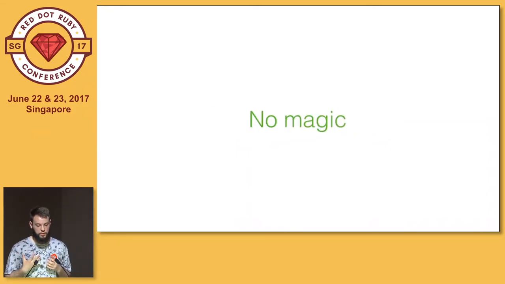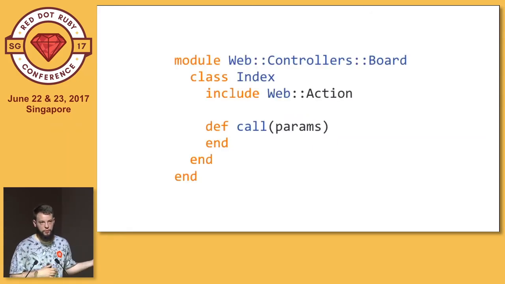So first pro is no magic. It's not only about monkey patching, it's about testing, for example. And in this example, you can see a typical Hanami action. It's just a class, remember this.